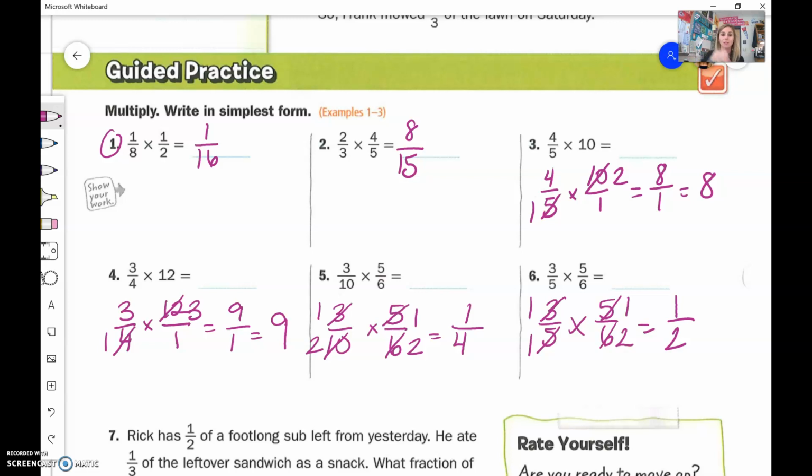Okay, you should be good to go, whether you cross simplify before in your problem, or if you wait and you simplify at the end, you're going to get the same answer no matter what way you choose to do it. Again, I prefer to cross simplify because it makes my products smaller, makes my life a little easier.